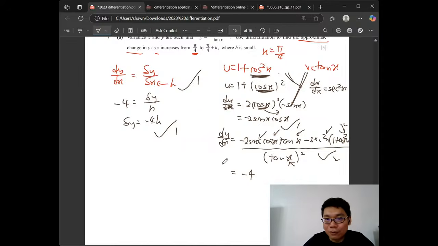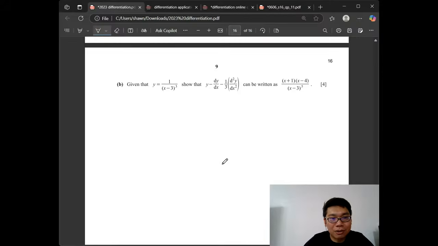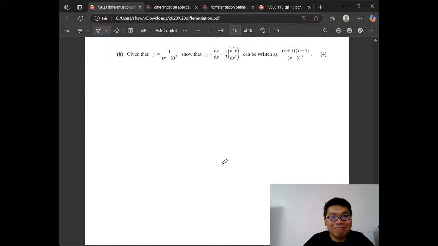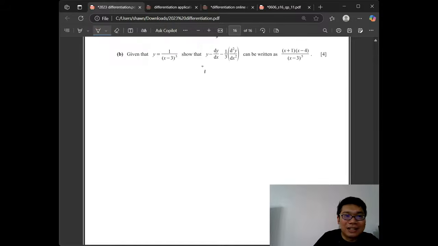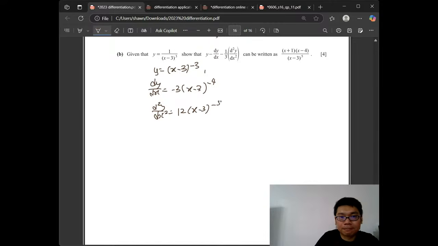Okay, finally we reached the last few questions. Okay, so for this question, we rearrange this first. Then we need to find what's my dy dx. It's again power through front. Power minus 1 will become minus 4 here, and then times 1. And then my d2y dx squared is again power through front. Power minus 1.